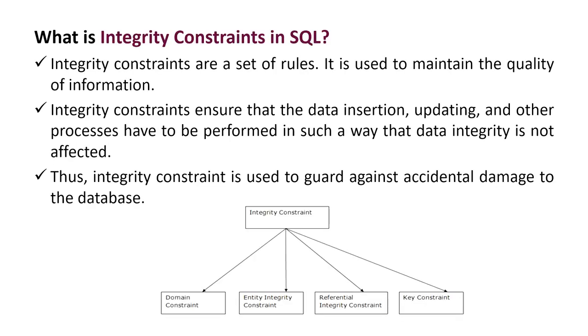What is an integrity constraint in SQL? Integrity constraints are a set of rules. They are used to maintain the quality of information. Integrity constraints ensure that data insertion, updating and other processes have to be performed in such a way that data integrity is not affected. Thus, integrity constraints are used to guard against accidental damage to the database. So integrity constraints are of four types: domain constraint, entity integrity constraint, referential integrity constraint, key constraint.